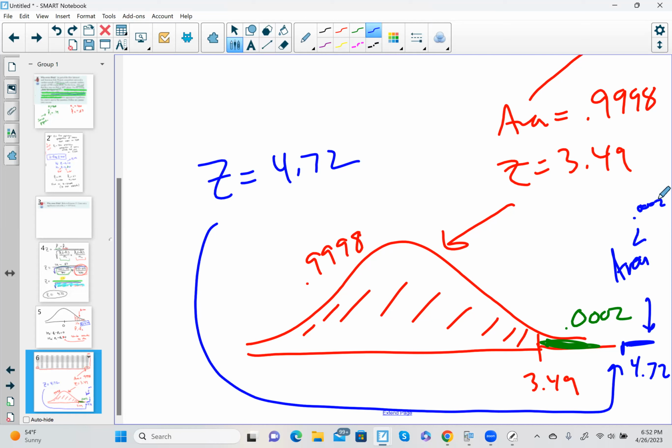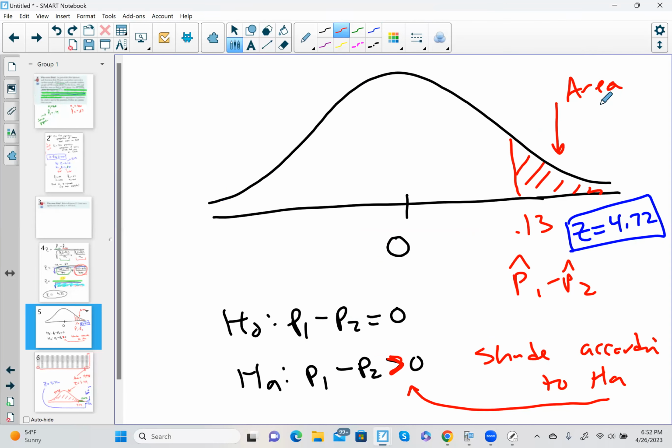And that's the best you can say in this question. We don't have an exact area, but we can say that it's definitely less than 0.0002. It is literally off the charts. So this area is 0.0002. That's what this is. Okay, so it's extremely small. It's extremely unlikely to observe a difference of 0.13.